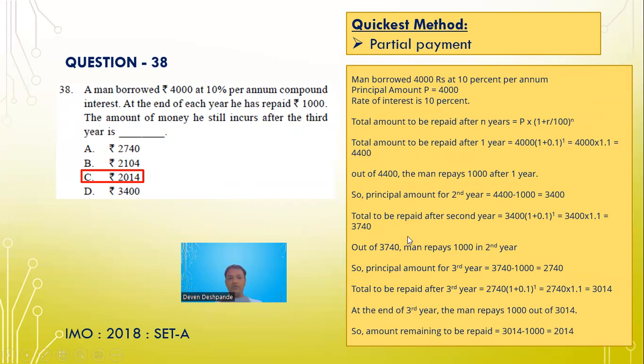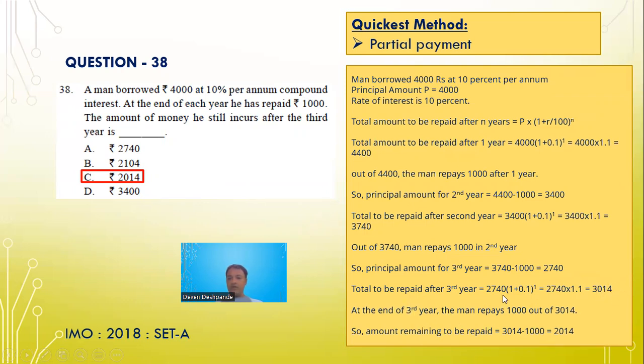Out of 3,740, how much the man repaid? 1,000. The man just repaid 1,000. So principal amount for the third year is 3,740 minus 1,000, which is 2,740. So total to be repaid after third year is 2,740 into 1 plus 0.1 raised to n. 0.1 is the rate of interest. 1 plus 0.1 is 1.1. 1.1 raised to 1 is 1.1. So 2,740 into 1.1 is 3,014.